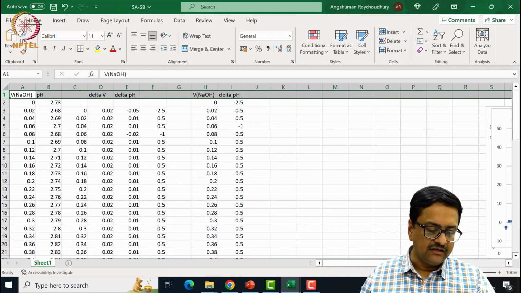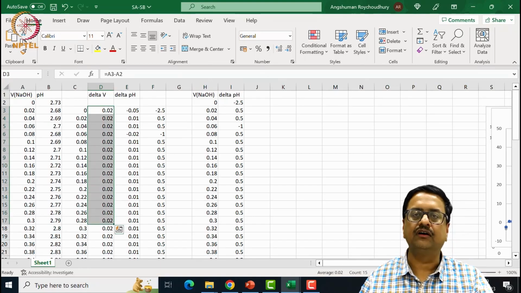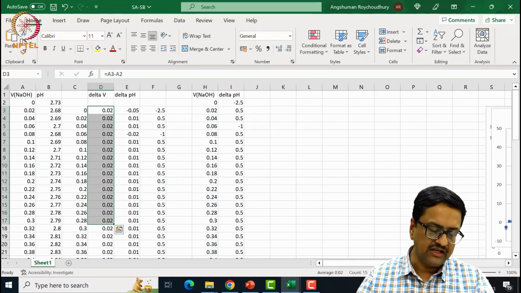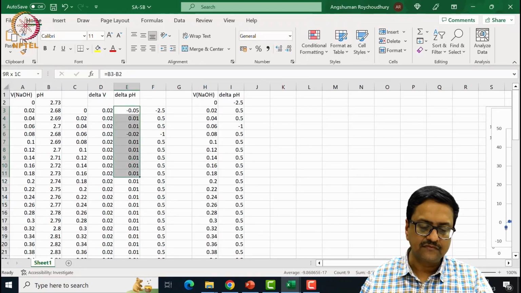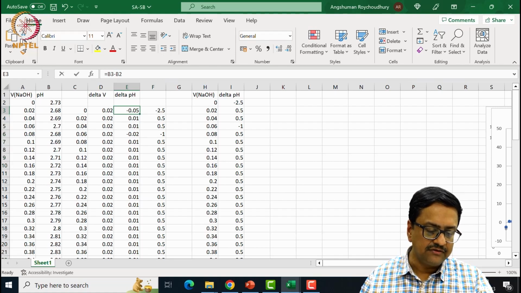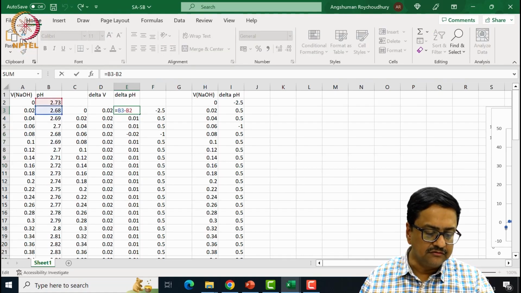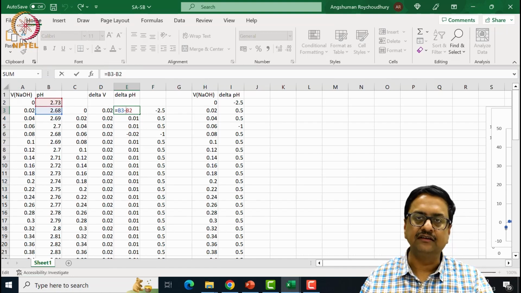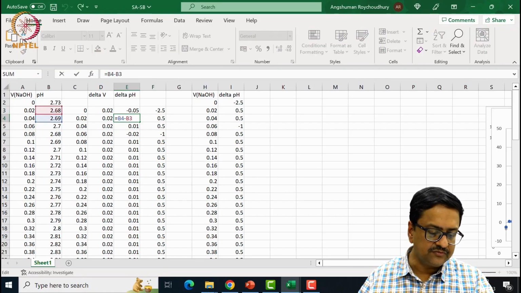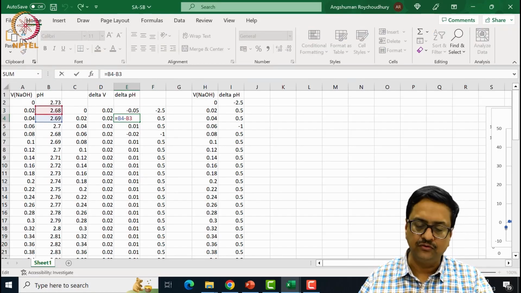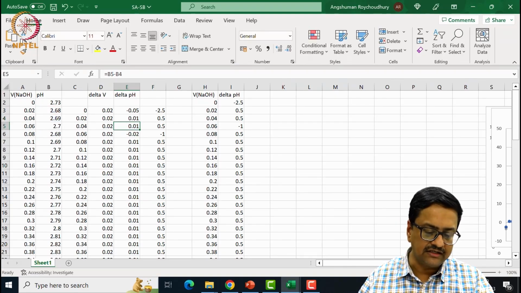So, then what we have done is that we have calculated delta V, which for all of them is 0.02, because we have always used a 0.02 ml change, and then we calculated the value of delta pH as well. Delta pH means the pH of reading 2 minus the pH of reading 1. Again, in the next row, it is the pH of reading 3 minus the pH of reading 2. Like that, in Excel we have calculated delta pH.